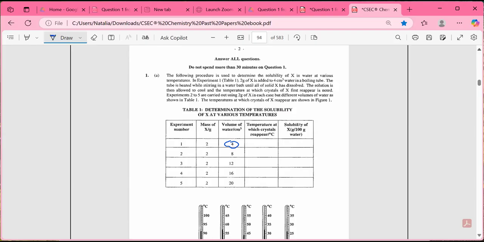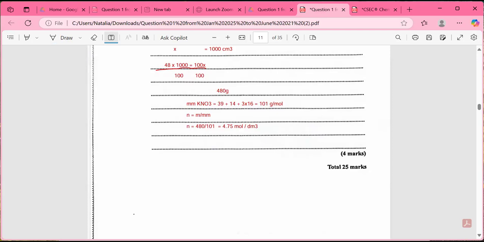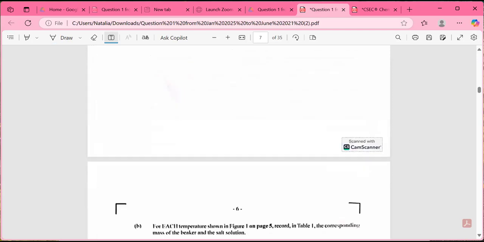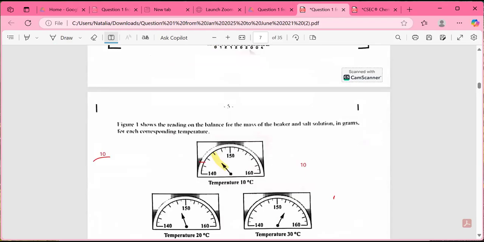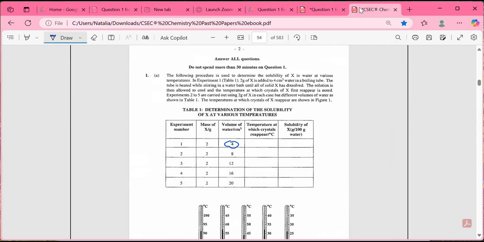In the last experiment, we added until no more dissolves. This one, they add until all of it dissolves at a high temperature, and then they cool it down until the first crystals start to appear and record the temperature. So it's two different experiments that we can do to determine the solubility. The temperature at which crystals of X first appear is noted.